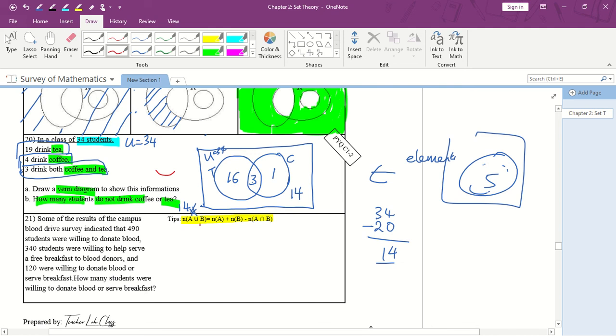Okay, let's try this case. N(A union B), 16 plus 3 plus 1, which is 20. 20 is equal to N(A), which is 19, plus N(B), which is 4, minus the intersection, which is 3. So you can see 20 is equal to 19 plus 4 minus 3. So it will be 20. Exactly the same as this one. Okay, this is a tip for doing this, and also for this question.